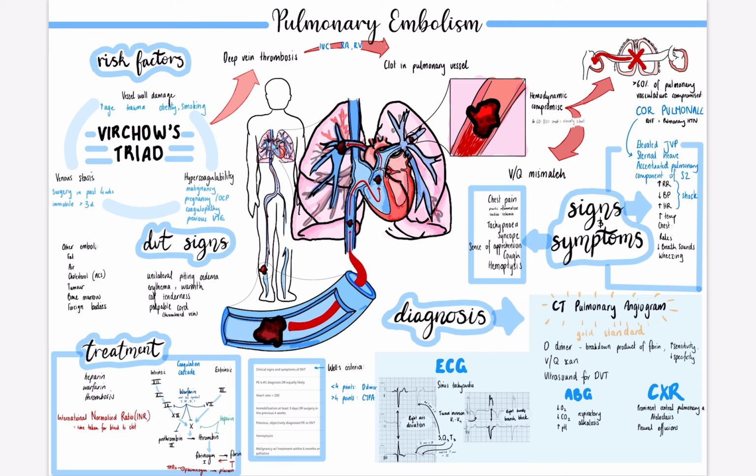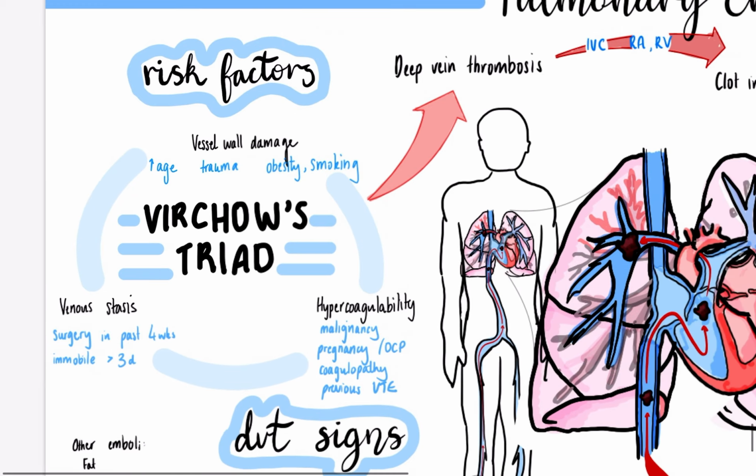So, just going to get a little bit into it. Pulmonary embolism, as the name implies, refers to the presence of an embolus, or a piece of tissue or a clot or something that's obstructing the pulmonary or lung circulation. So let's start from the beginning, looking at risk factors.